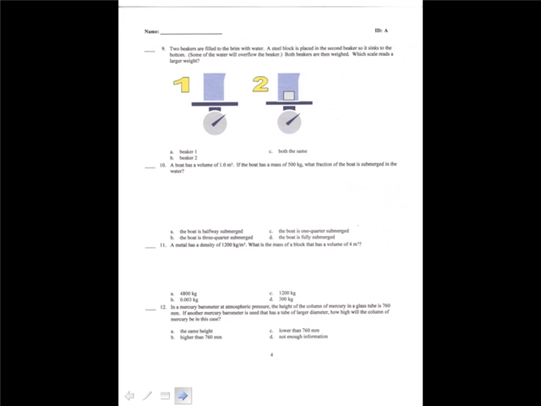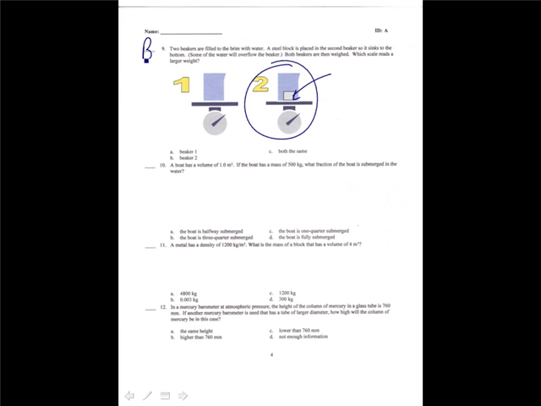2 beakers are filled to the brim with water. Both beakers are weighed. You put a steel block in one, which sinks. Which scale reads the larger weight? The second scale reads the larger weight. The steel displaces a certain amount of water, but the weight of that displaced water is less than the weight of the steel. That's why it sinks, because the buoyant force is less than the weight of the object. So beaker 2, that's B.